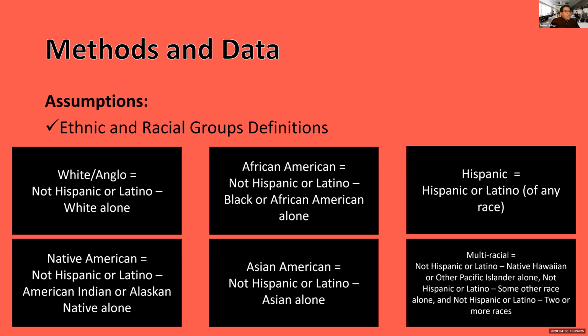Furthermore, I have also had to assume and align TUSD's ethnic and racial groups to the census data's ethnic and racial groups. For this example, TUSD uses the Native American category, but the census data uses American Indian or Alaskan Native alone. Census data further breaks down populations into being Hispanic or Latino, or not Hispanic or Latino.